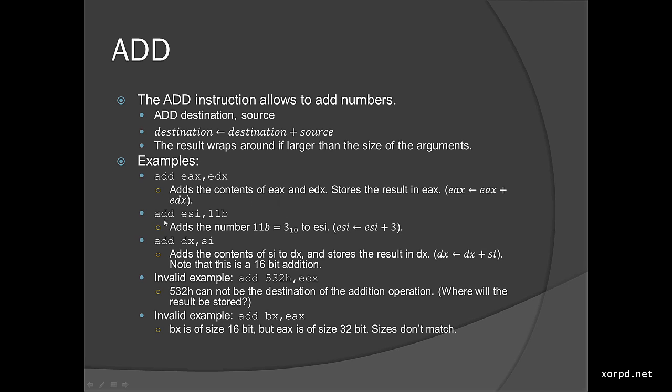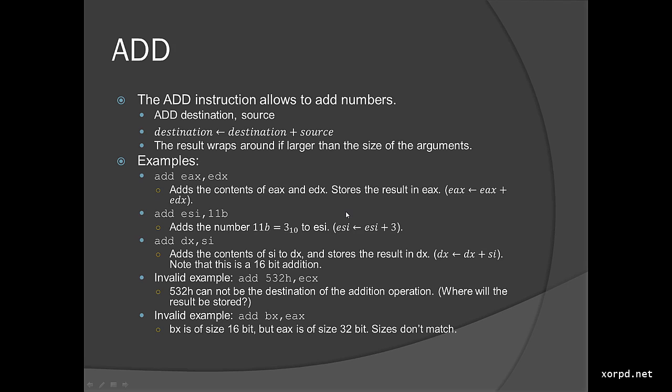Another example. Add ESI, 11B. This adds the number 11B. You might be wondering, what is this B in the end of 11? This B means binary. This number should be read as 1, 1 or 11 in binary, which is 3 in base 10. This instruction is going to add the number 3 to ESI. Eventually, we're going to get something like this. ESI is assigned the value of ESI plus 3.